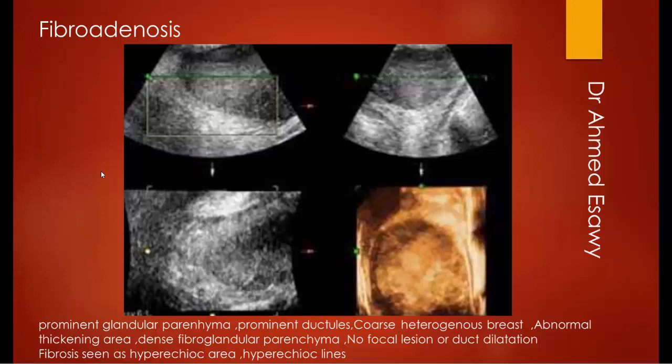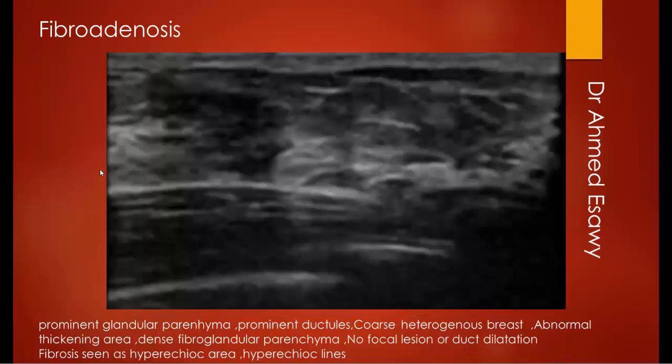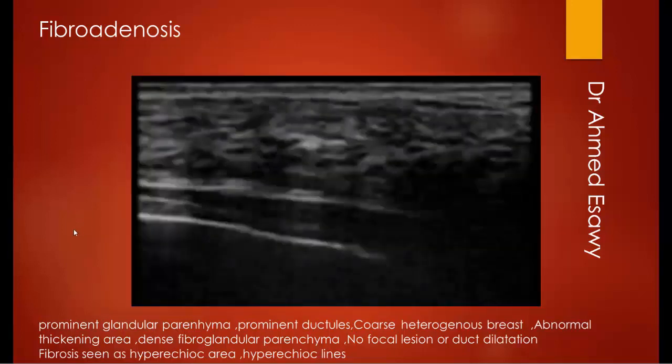This is fibroadenosis by 2D and 3D ultrasound. Also seen are prominent, dense, coarse, heterogeneous breast parenchyma, with fibrosis seen as heterogeneous areas or hyperechoic areas or hyperechoic lines. Fibroadenosis in ultrasound, in this case: coarse, heterogeneous, dense fibroglandular breast parenchyma, prominent ductules, abnormal thickening, fibrosis seen as hyperechoic areas, hyperechoic lines. This is another case with the same criteria: coarse, heterogeneous, prominent fibroglandular parenchyma, prominent ductules may be seen, fibrosis seen as hyperechoic area, hyperechoic lines.